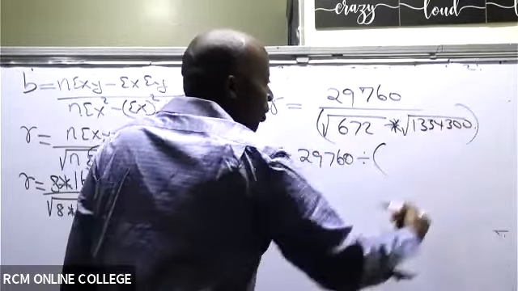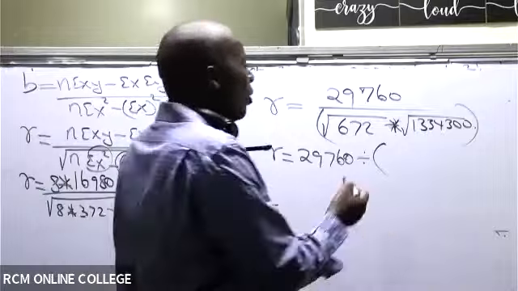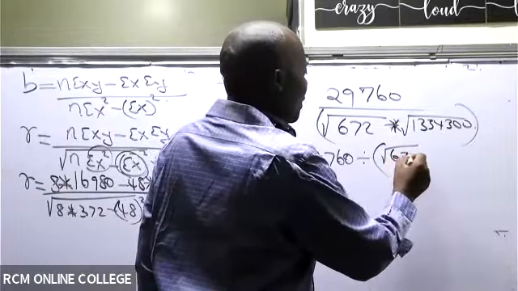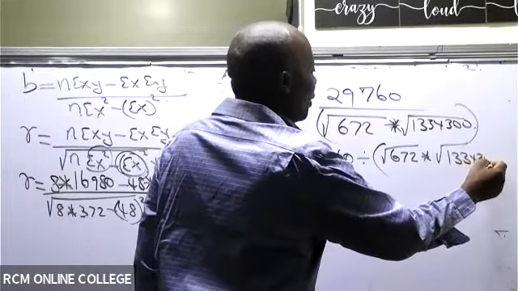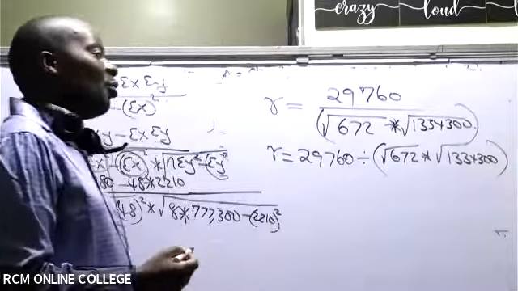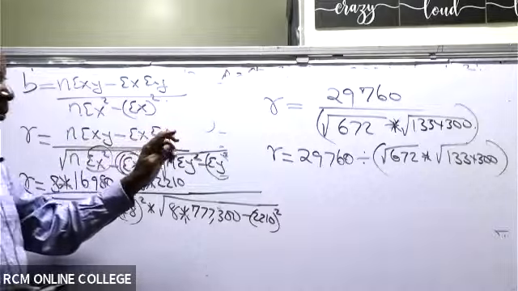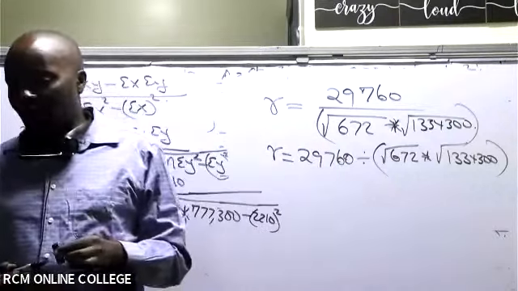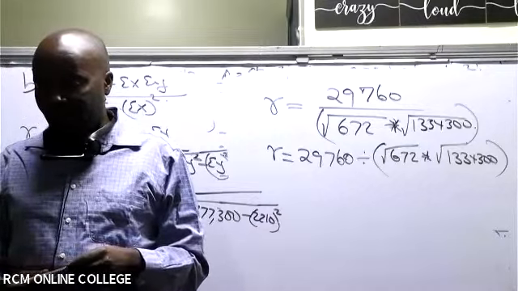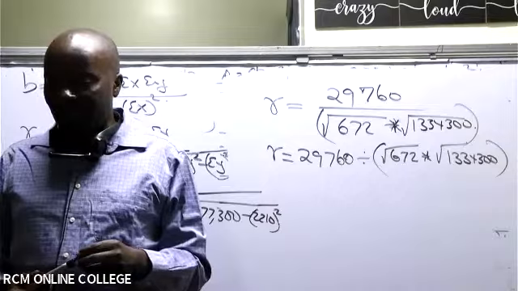you open bracket here to take care of it, because there are two terms. You must always open brackets. So you say 29,760 divided by, open bracket, square root of 672 times square root of 1,334,300, and then you close bracket and press equals. In your calculator, I want you to do it with one stroke, but remember to put the denominator into brackets. So what are we getting here, ladies and gentlemen, as our R?